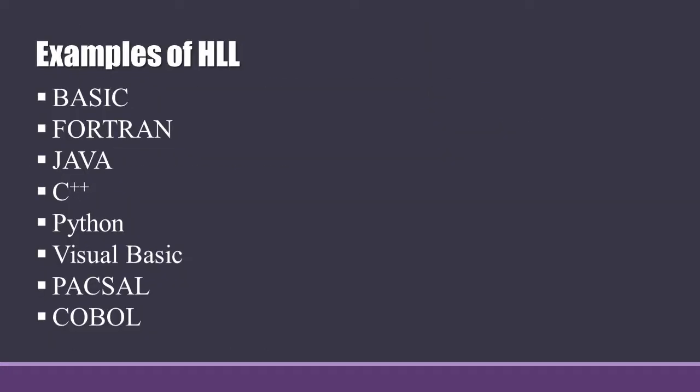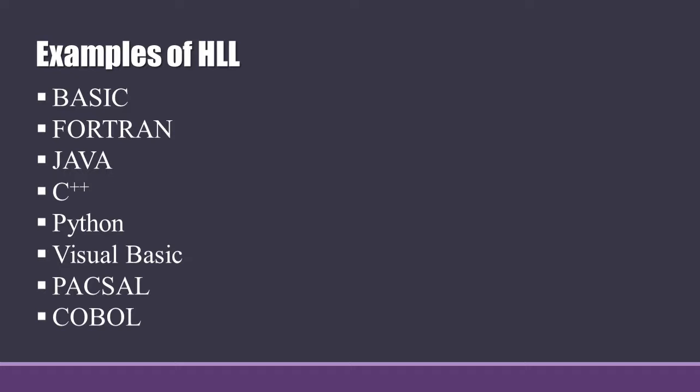Then the next thing we're going to talk about is examples of high-level language. Some of the examples are abbreviations, which I will tell you the meaning of, while some are written in the actual name that is being called. There are many, but I have 8 here. The first one is BASIC, meaning Beginners All-purpose Symbolic Instruction Code.